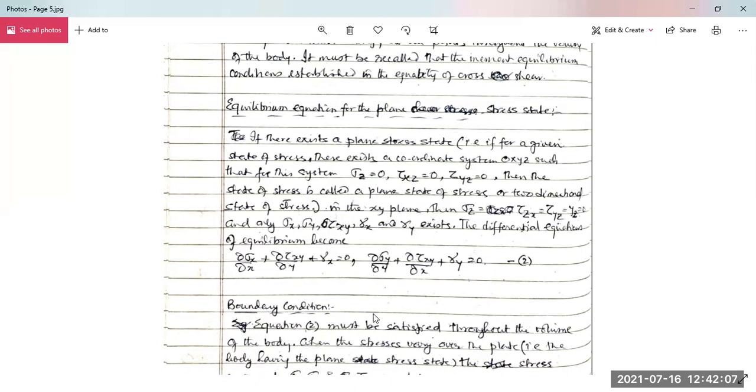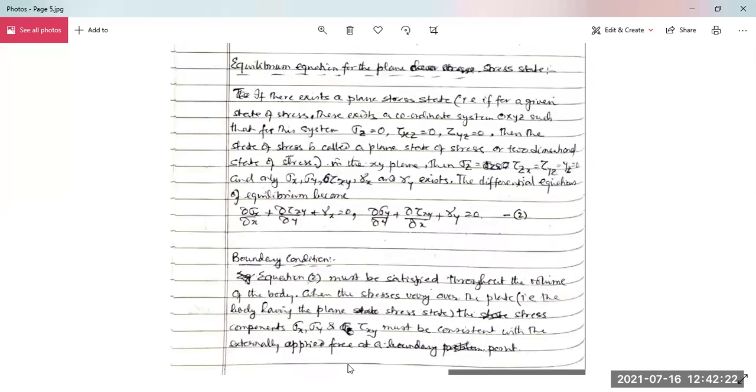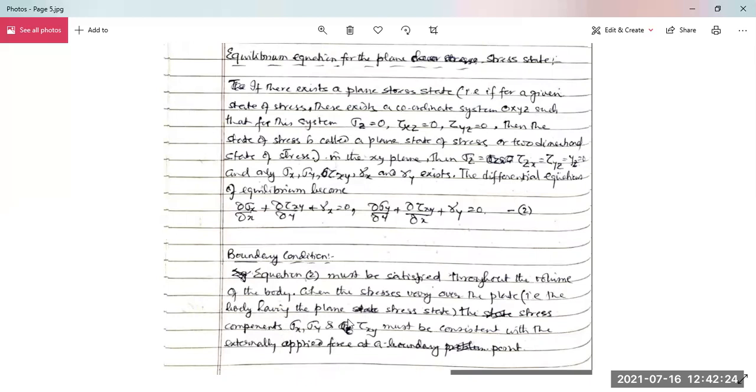The differential equations then become: delta sigma x by dx plus delta tau xy by dy plus gamma x equal to 0, and delta tau yx by dx plus delta sigma y by dy plus gamma y equal to 0, and the third is 0 itself. Then the boundary conditions. The equation must be satisfied throughout the volume of the body itself. For a body having the plane stress state, the stress components sigma x, sigma y, tau xy must be consistent with the externally applied force at a boundary point.